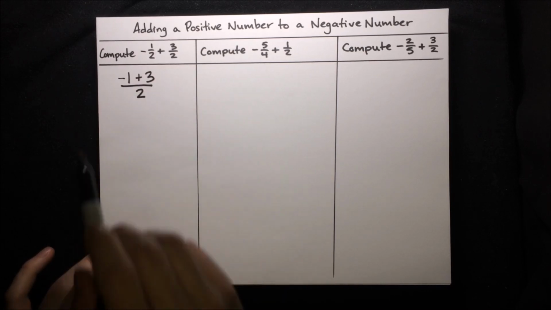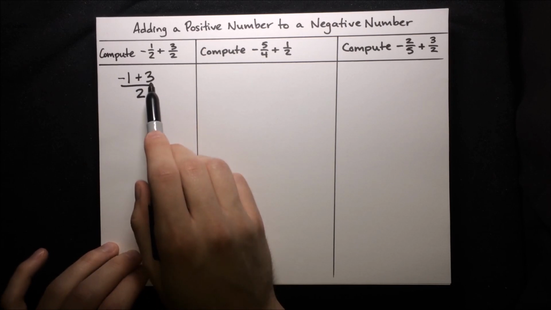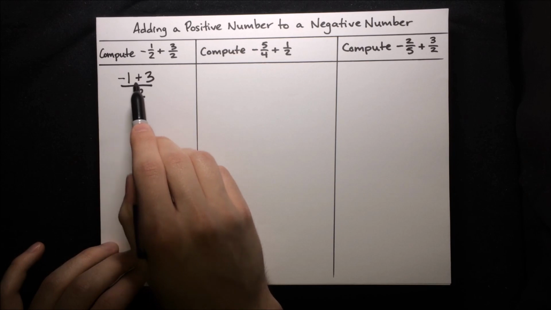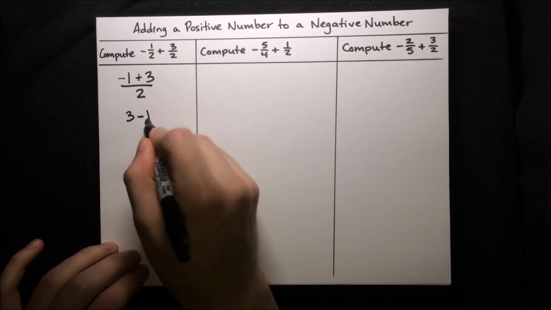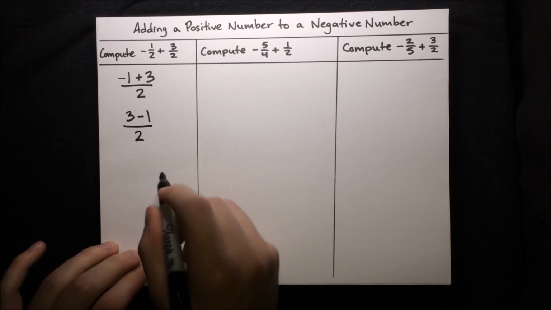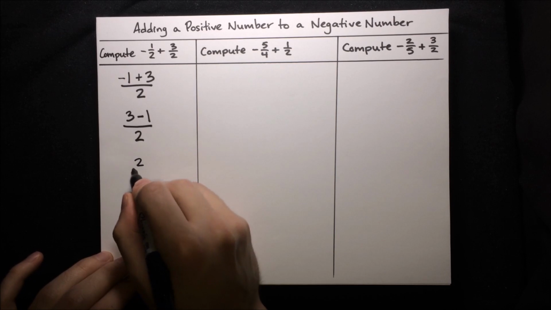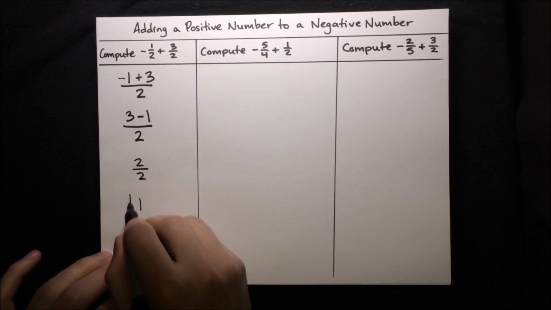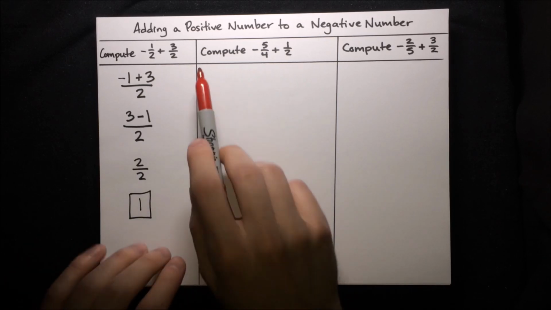So now what we have to do is we have to simplify this numerator, negative 1 plus 3. And that's a lot easier to do. That looks like the problems that we've been doing. To compute negative 1 plus 3, we can just use subtraction. Write it as 3 minus 1, that over 2. And then this problem is a lot easier to do. 3 minus 1 is just 2, so 2 over 2. And then 2 divided by 2, that's just 1. So there we go. That's the result, 1. Alright, let's move on to the next example.